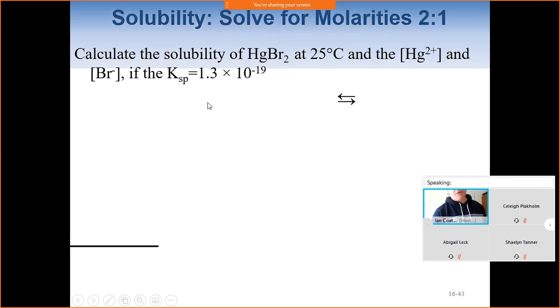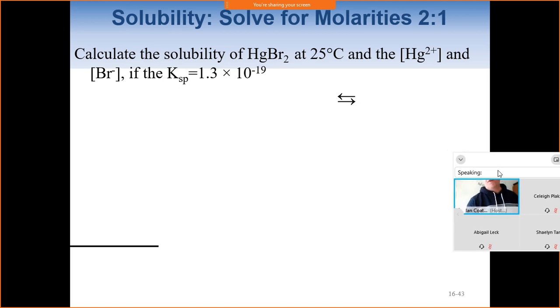Have a look at this one here, the molarities are 2 to 1. So calculate the solubility of mercury bromide, if the KSP is 1.3 times 10 to the negative 19.